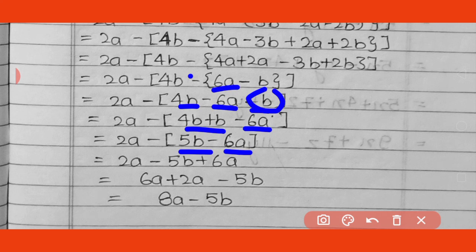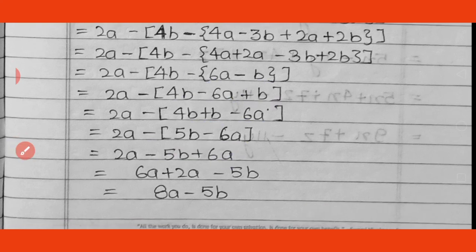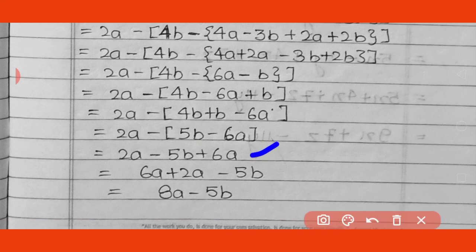So whenever the bracket will open, the minus sign is given outside, so their sign will be changed. So plus 5b changes into minus 5b, minus 6a changes into plus 6a. So firstly we will put together the like terms. 6a and 2a are like terms, so we will put together 6a plus 2a minus 5b. So 8a is the sum of 6a plus 2a, and minus 5b will remain same.